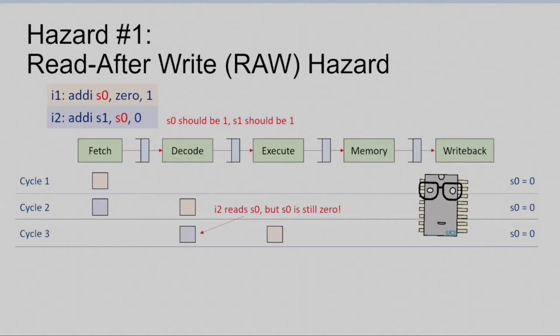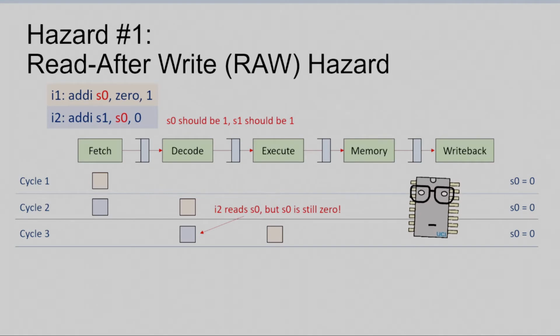So instruction 2, at cycle 3, reads S0 from the register file. But because the value of S0 stored inside the register file is still 0 at cycle 3, what instruction 2 reads is 0. Even though, from how we wrote the code above, we expect instruction 2 to be reading 1, because we expect S0 to be holding the result of the add immediate instruction, which is instruction 1.